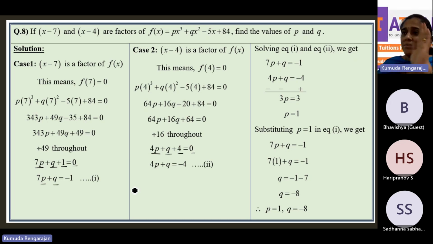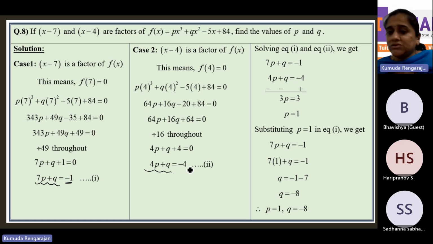So what you should do is have P and Q on one side and take the number to the other side. So plus 1 becomes minus 1. Here also, have 4p and plus q on one side and take plus 4 to the other side. So it will become minus 4. This is how we construct equations in P and Q. So one equation is 7p plus q is equal to minus 1 and 4p plus q is equal to minus 4. These are the two equations.